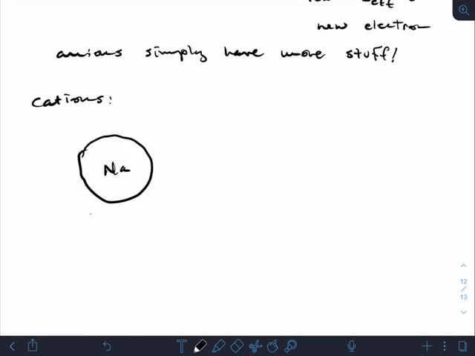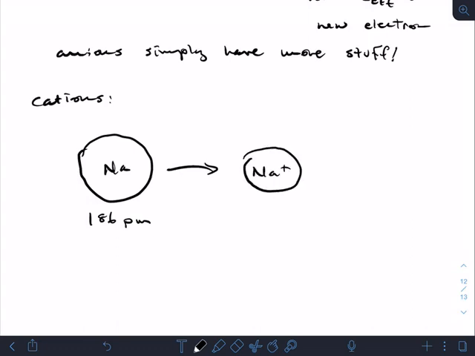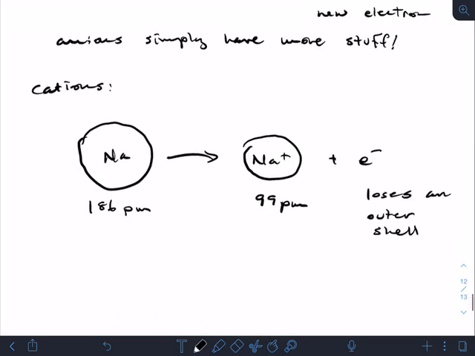If I start with a neutral sodium, and my circles are really good, aren't they? With a radius of 186 picometers. If I take off an electron, now I have an ion that is 99 picometers, plus an electron wherever that happened to have gone. And sodium, when it does this, it quite literally loses an outer shell.